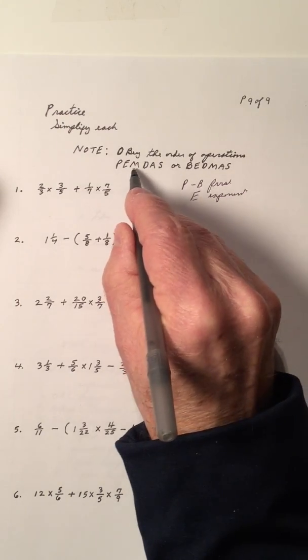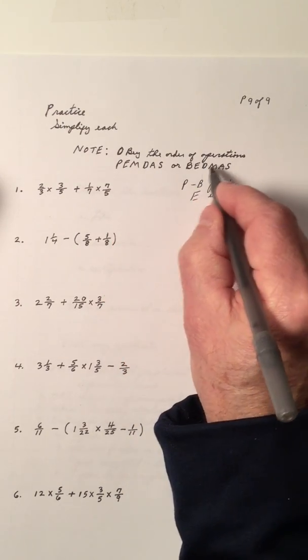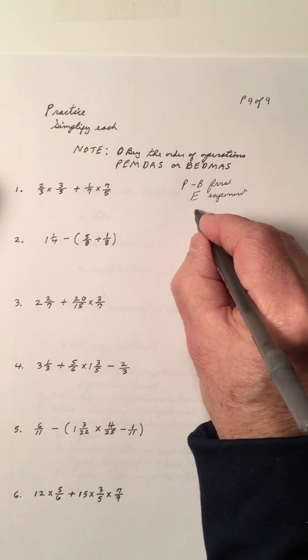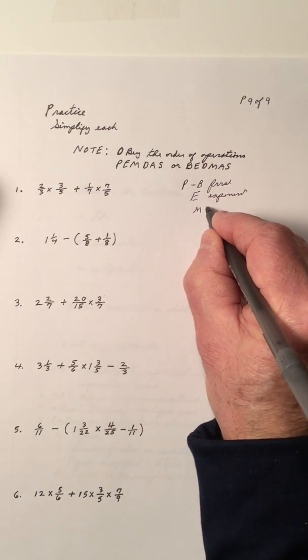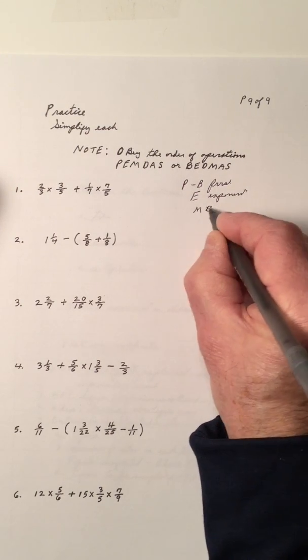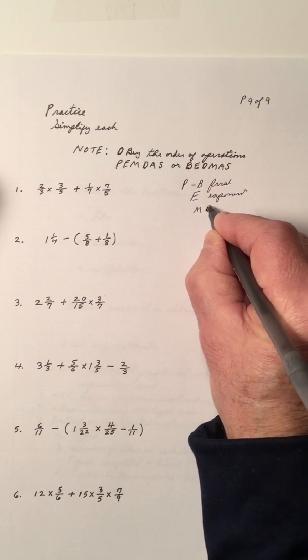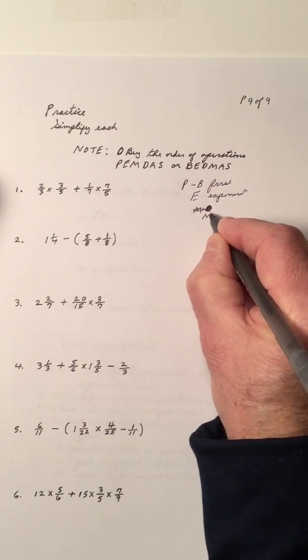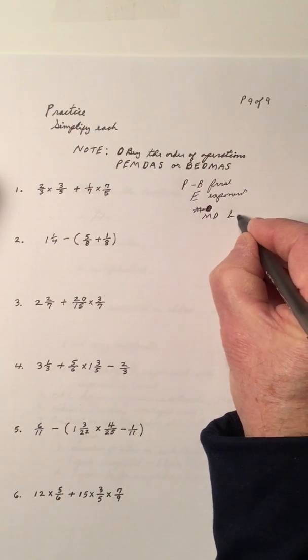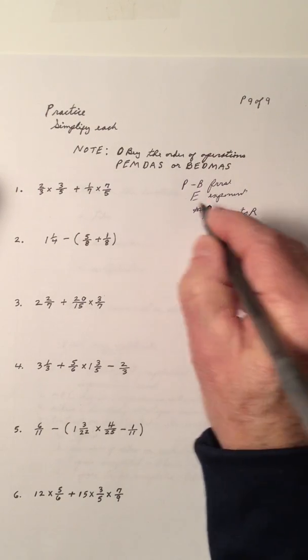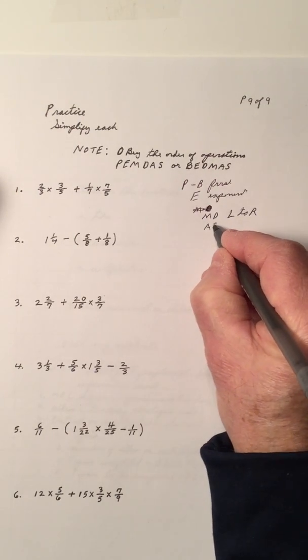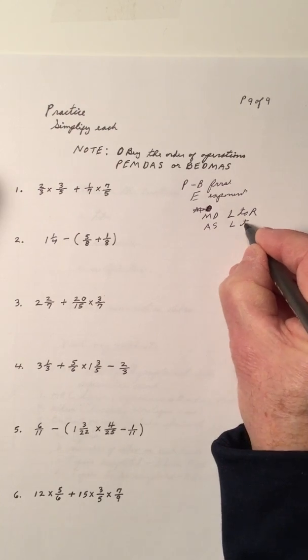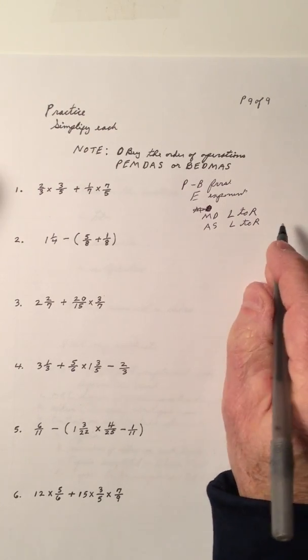Then you do addition or multiplication, division or division multiplication, depending which way, it doesn't make any difference. Multiplication and division, left to right. And then last is add or subtract from left to right. That's just a review. So look at this.